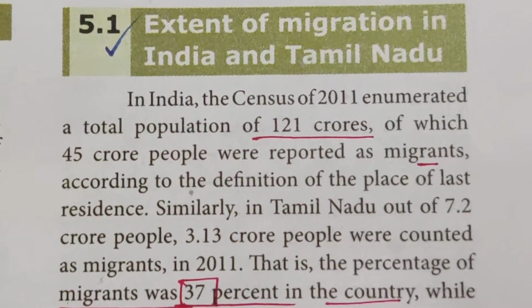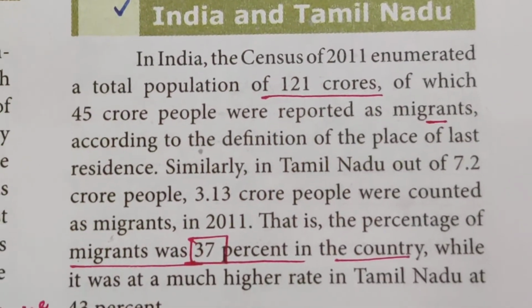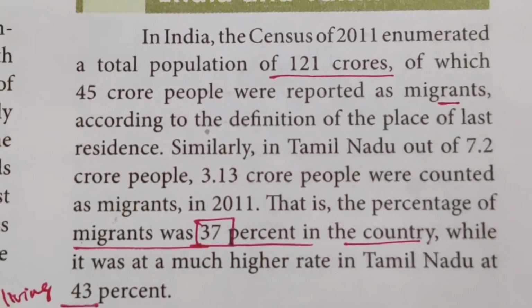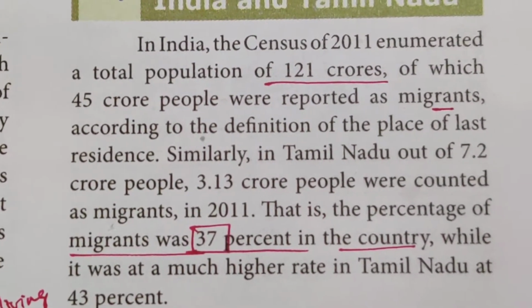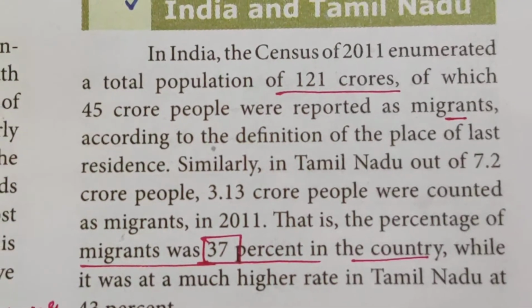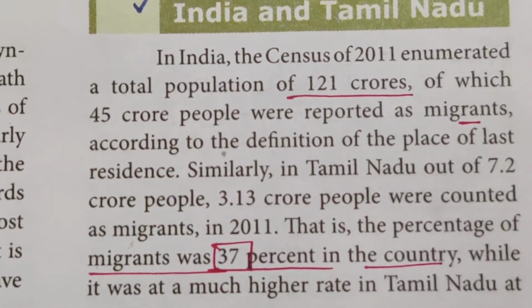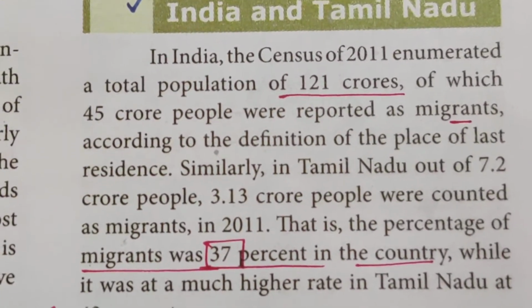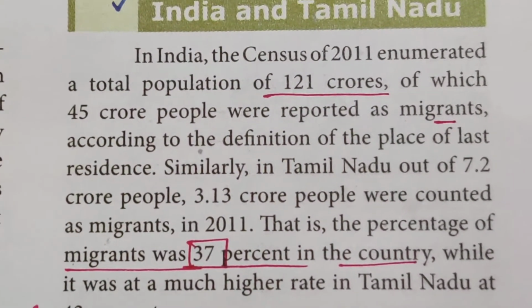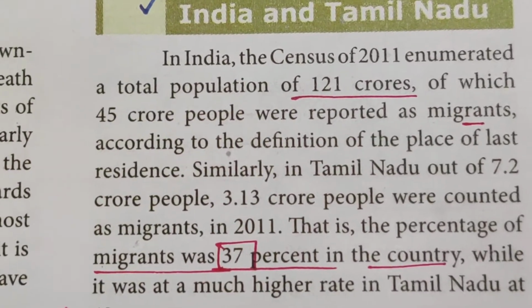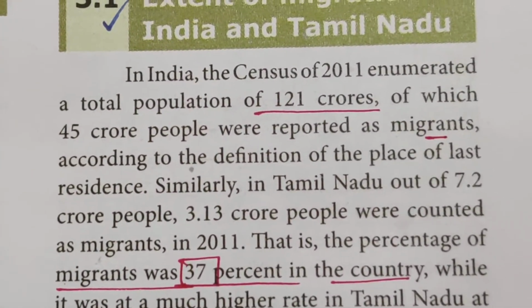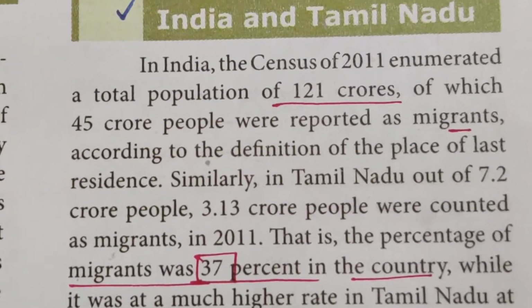Extent of migration in India and Tamil Nadu. In India, the census of 2011 enumerated a total population of 121 crores. You know what a census is? Census is to count the number of people living in a country. So how many crores are there? 121 crores of people, of which 45 crore people were reported as migrants.